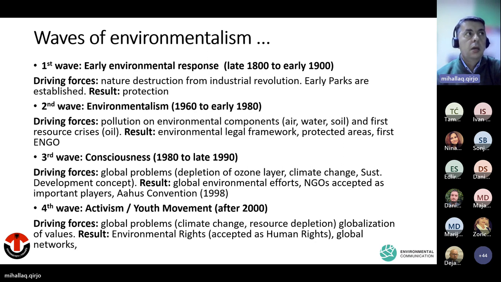We have some early documented books in the UK about acid rain and pollution there. So in the first wave of environmentalism, the aim was to protect nature as it was, to try to stop its further destruction. This lasted until the 1960s to 1980s, when the second wave of real environmentalism came.